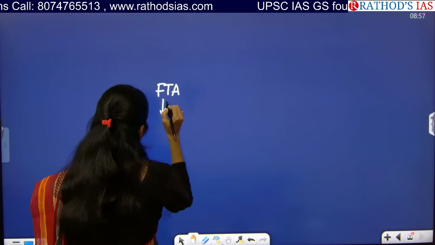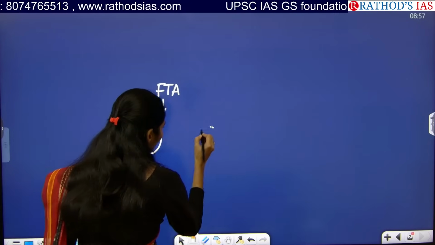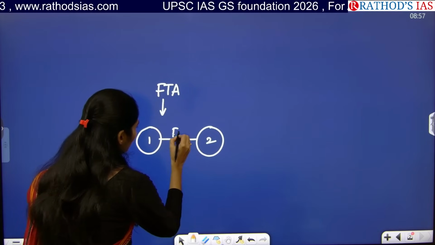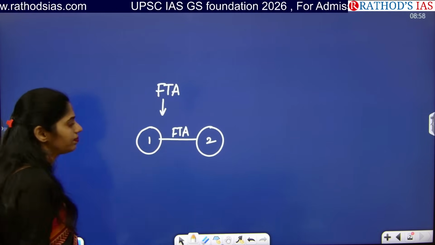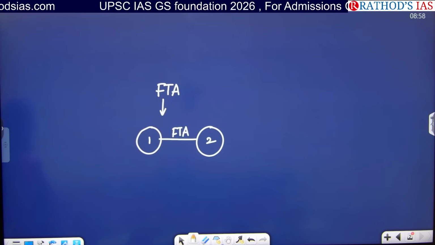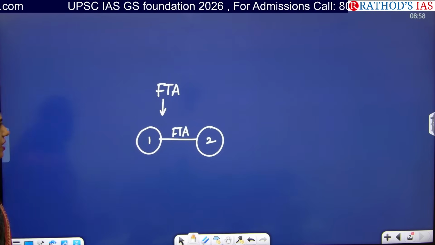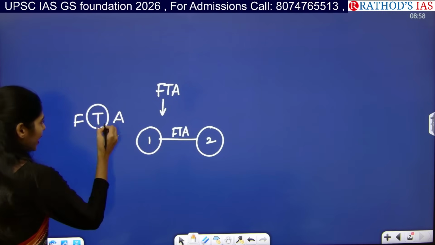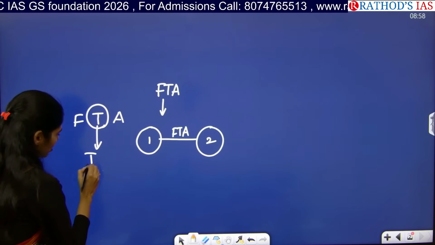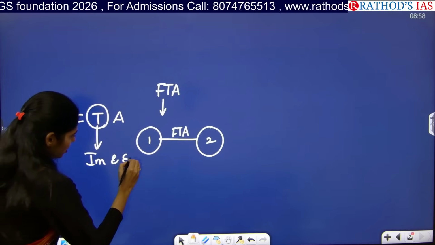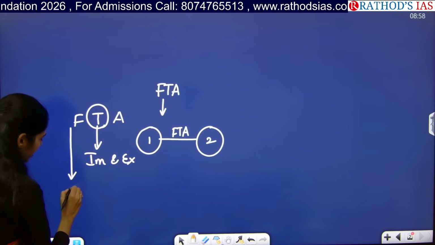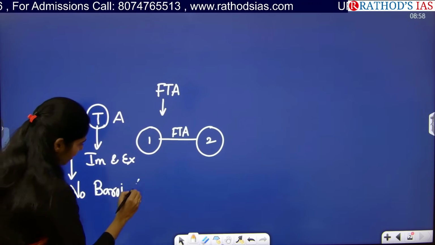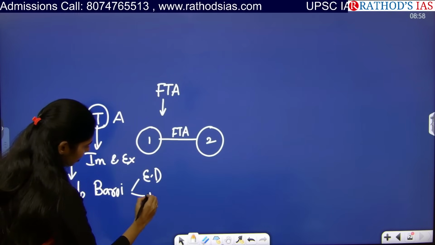So what happens if you have a free trade agreement between 2 countries, 1 and 2? They sign this FTA. So what will be the advantages? Free trade agreement means, in trade, what? Let us break this down. Trade means nothing but imports and exports. Free means there should be no barriers. So what are the examples of barriers? Export duty and import duty.